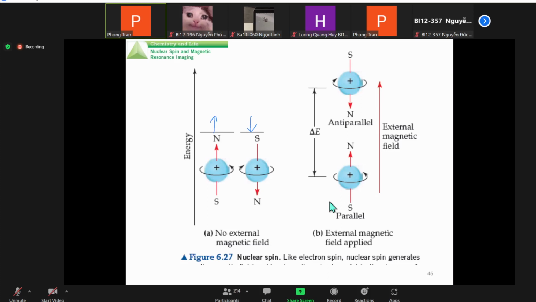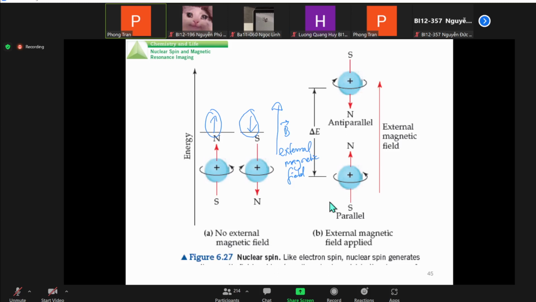Now, what can you do? You apply an external field. Okay, when you apply an external field like this, what will happen? The electron that aligns in the same direction as the external magnetic field will have a low energy level. And the one in the opposite direction to the external field is going to have a higher energy level.